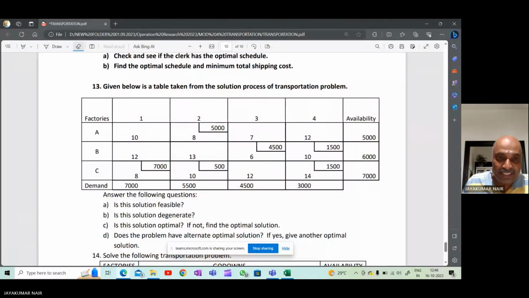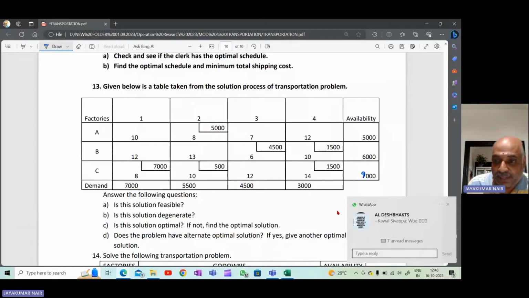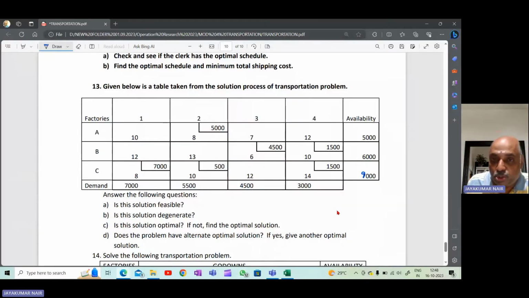Question number 13. Given below is a table taken from the solution process of a transportation problem. So they have already solved it and they have got the solution. This is the solution that they have obtained, and we have to check whether this solution is feasible.